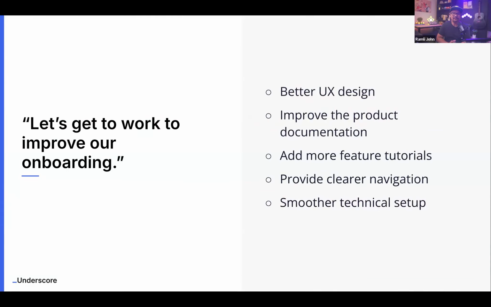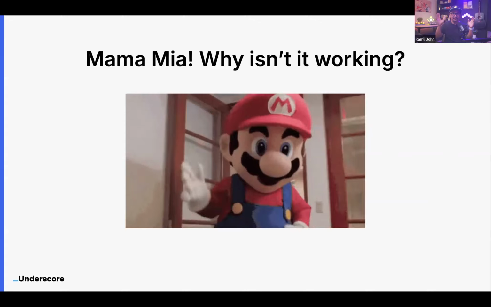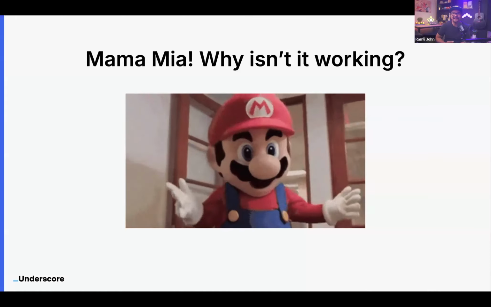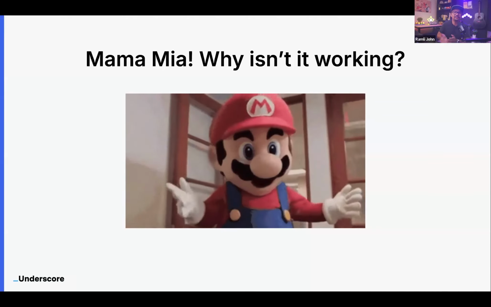One of the first things that I find teams do is they lean into the product team, right? They talk about, oh, let's look at better UX and maybe improve our documentation and maybe add more tutorials here and there, and maybe provide clear navigation and technical setup. And often these teams do this, and then they come to me and it's like, and just to go back to my Super Mario fandom, it's like Mamma Mia, Super Mario would say, why isn't this working, right? Why isn't this working? Why is it still not lifting up?